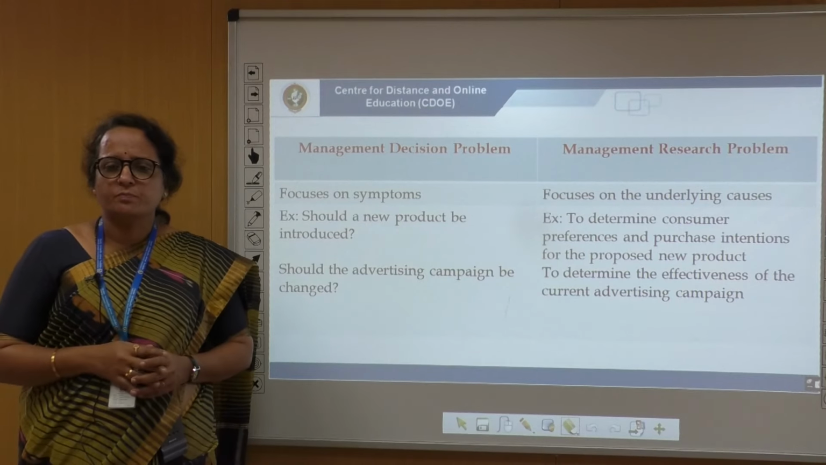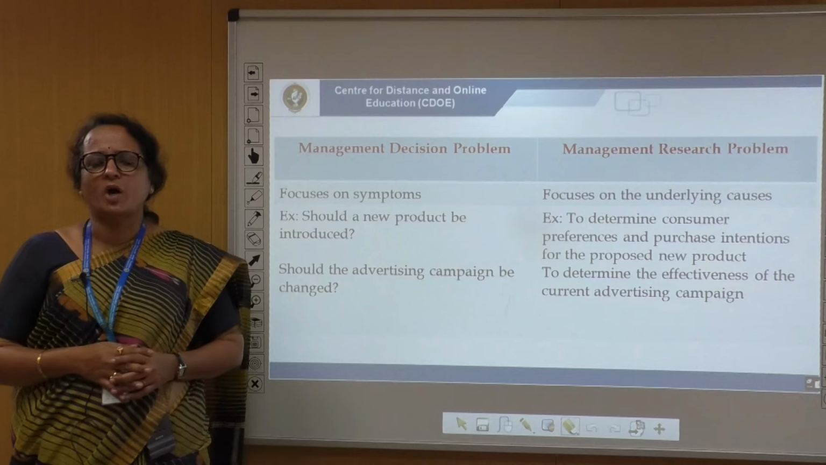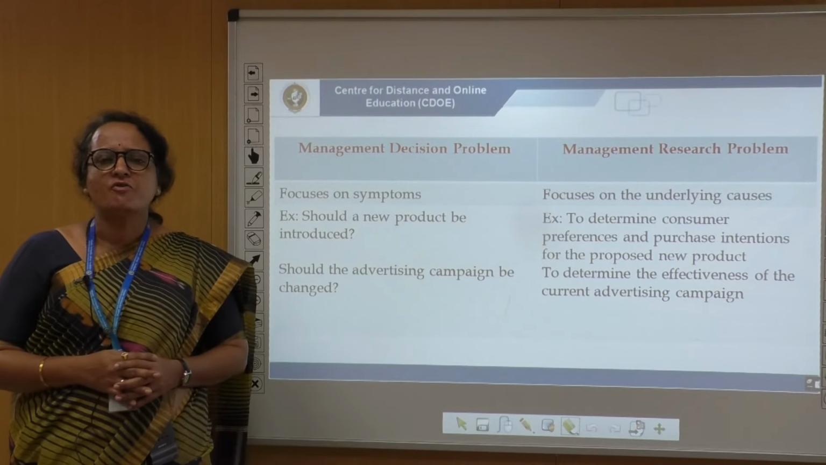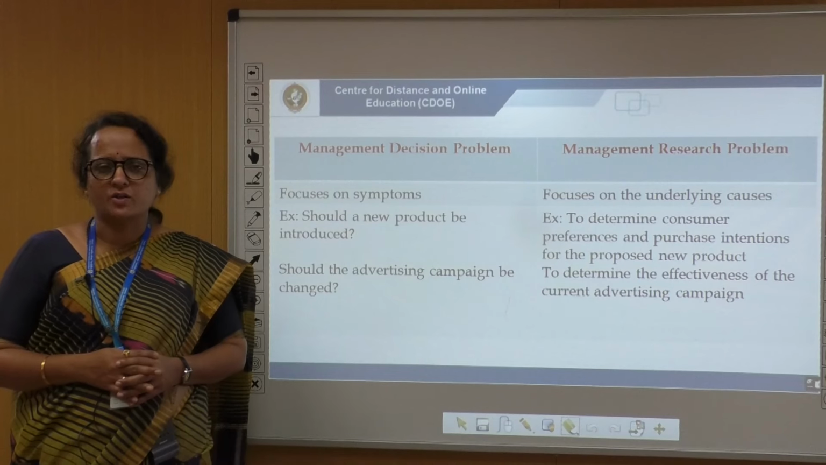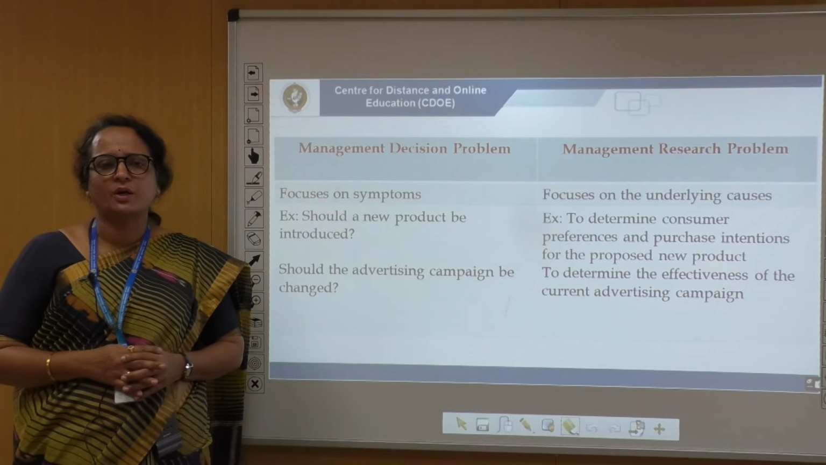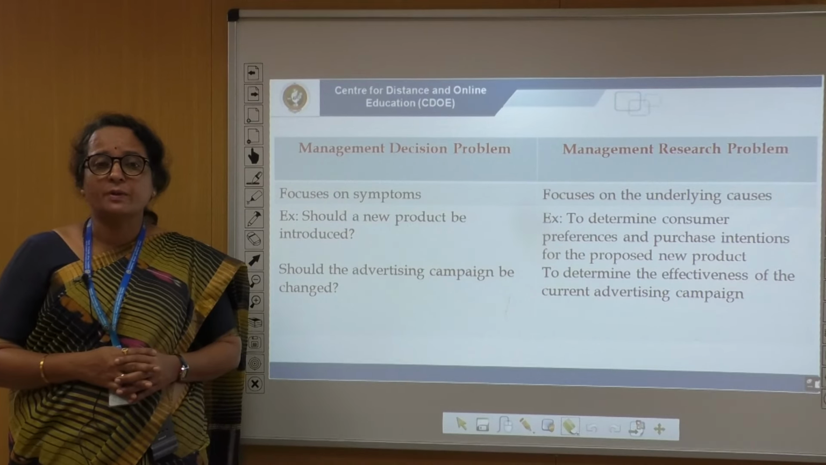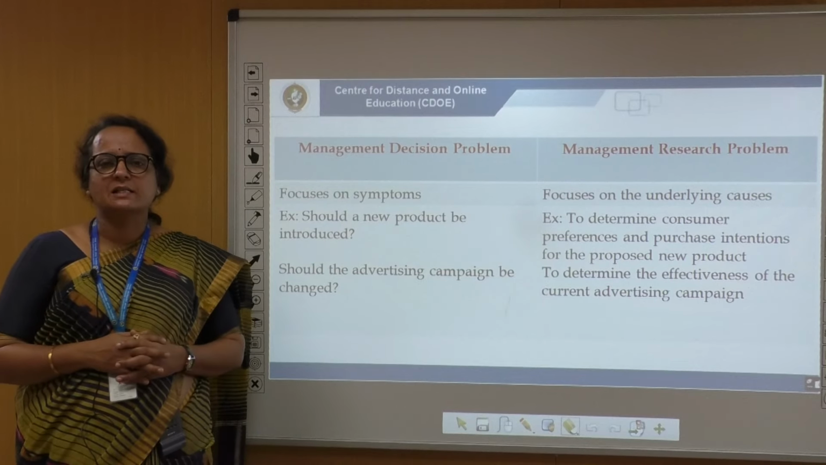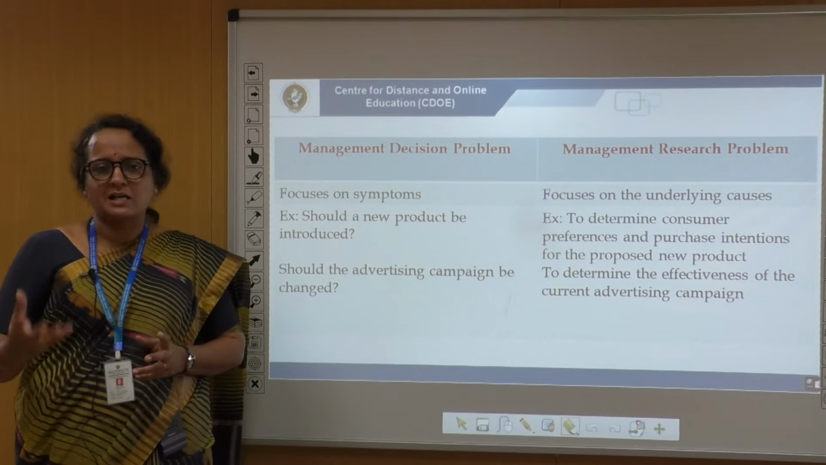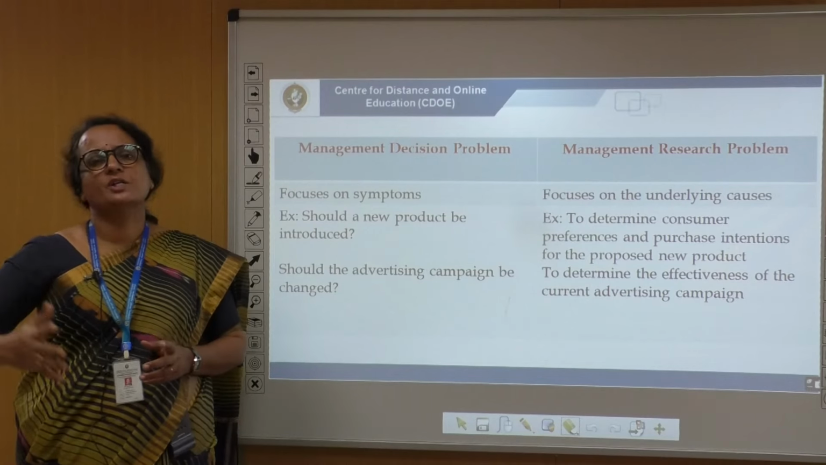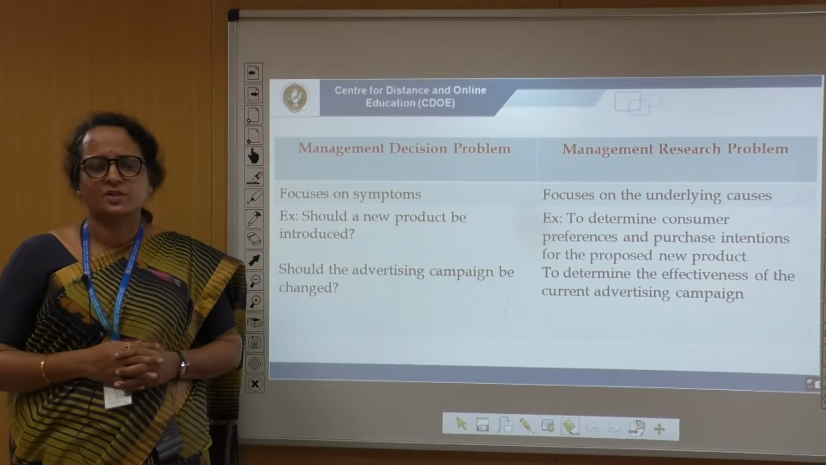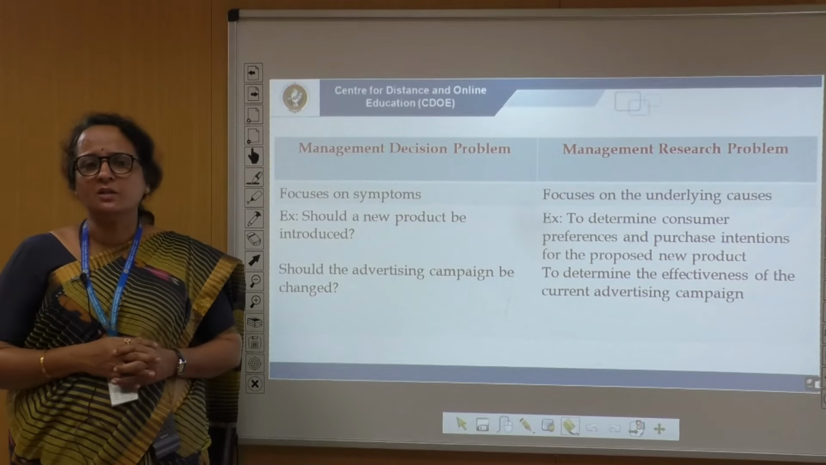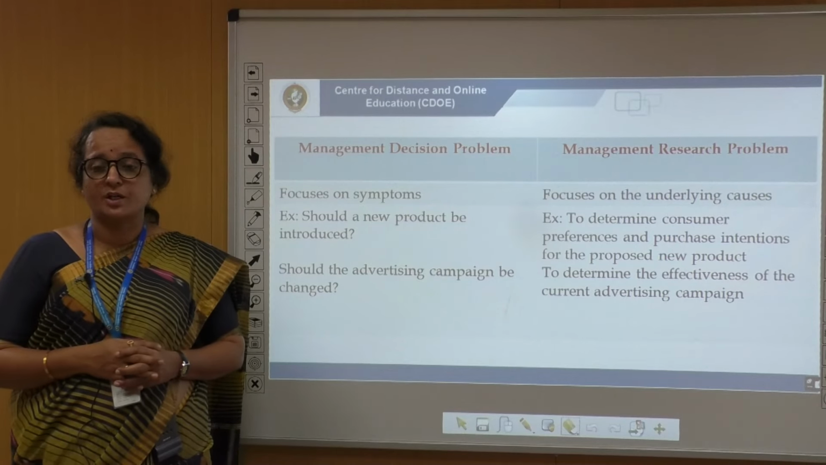I have just quoted a few examples for this. Decision problem is like, should a new product be introduced? If this is a decision dilemma faced by the marketing manager, whether we have to launch a new product or not, then that task will be given to the research organization to conduct research and come out with a solution, to help the decision maker take this decision at the right time, in an efficient way.